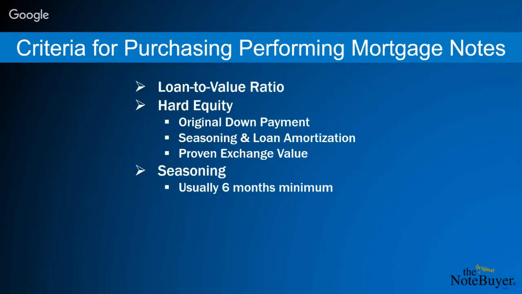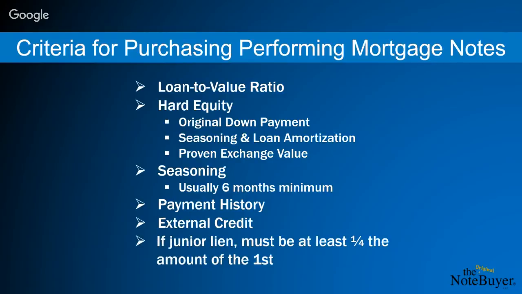I will say this, if they haven't put at least 10% down, then usually I'm going to want to see at least 12 months of seasoning as a general rule of thumb. And then we want to look at the pay history. Have they been making payments on time? And then I always like to try to look at their external credit.